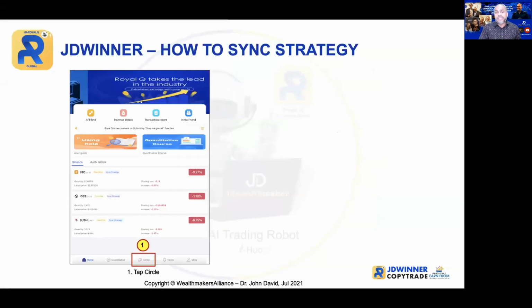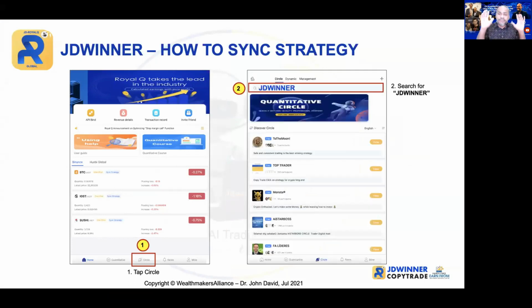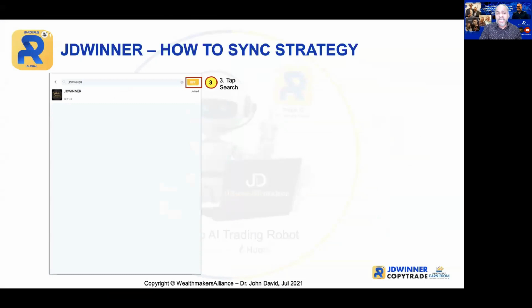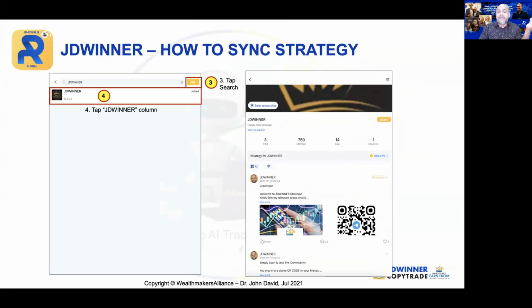So now, first thing, all right, is simple, right? You just have to go and click the circle. So once you click the circle, you just have to look for JD winner, right? Search for JD winner, all right? And thereafter, click the search button, okay? That is a yellow button there in Chinese. That is just the search button, okay? And thereafter, you choose JD winner. ID number is 1146. And thereafter, you will come into the JD winner page, all right?